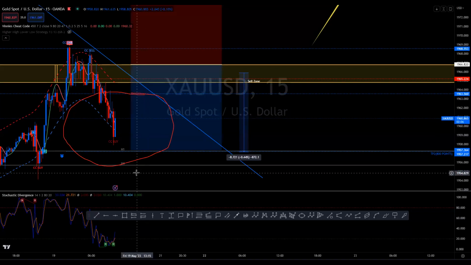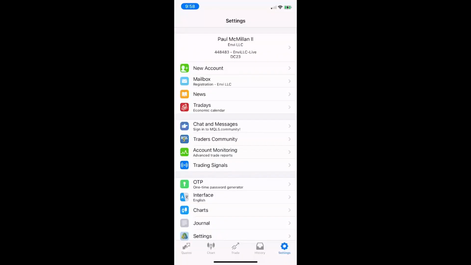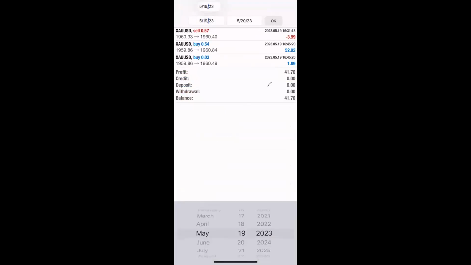All right, so I'm going to go ahead and share my results with you guys. Hold on. As you can see, this is my live account with NVFX, and I made $41.70. I suffered a big loss on Wednesday, I believe on the 17th. Yeah, that was on the 17th.